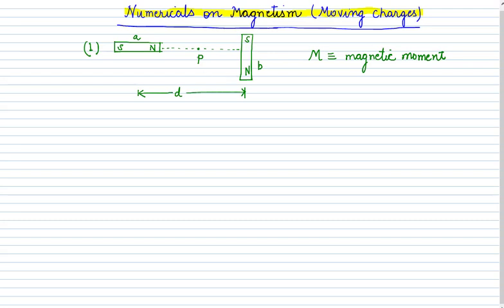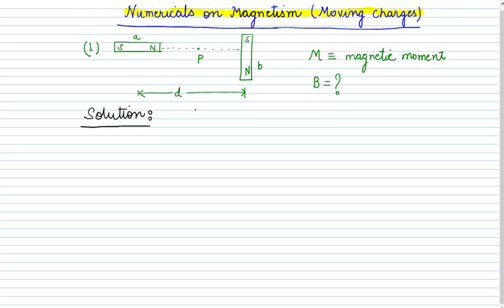So we have to find the magnetic field at any point P, which is given in the middle of these two permanent magnets. So that is the question we have to solve. Let us go to the solution.